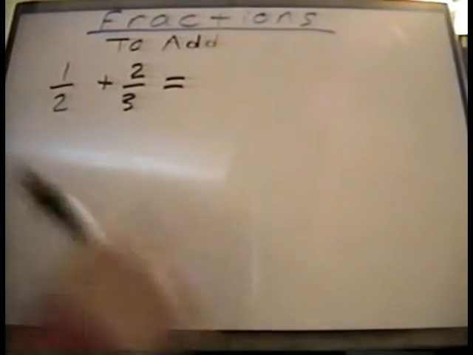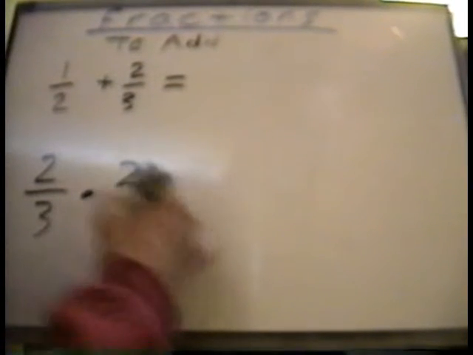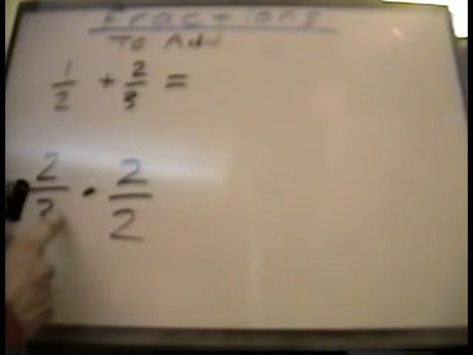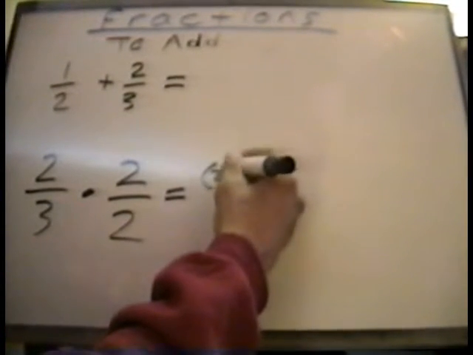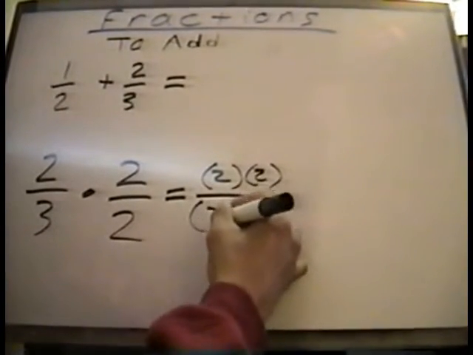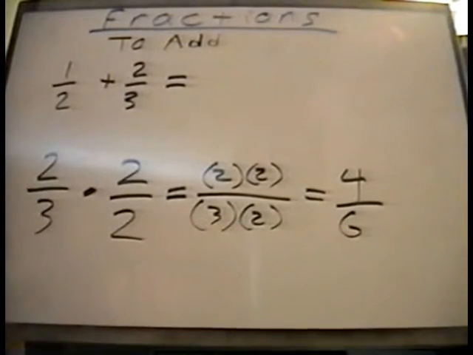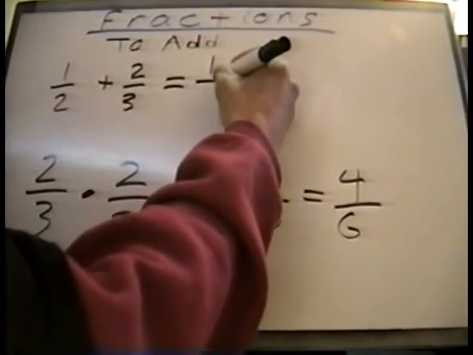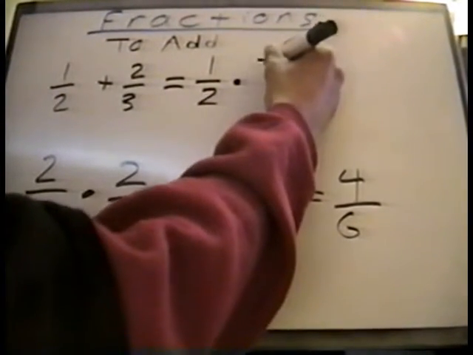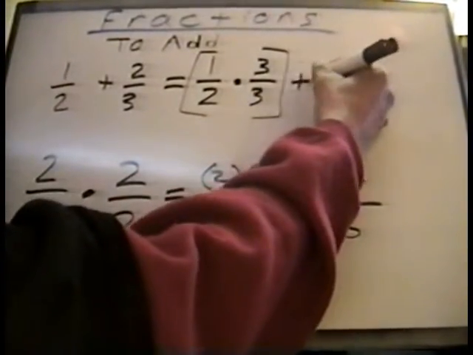So 2/3, we're going to multiply that by 2 over 2. Because it's going to change our denominator here into a 6. So that becomes 4/6, 4 over 6. Now what we did was we multiplied and then we added the results together.